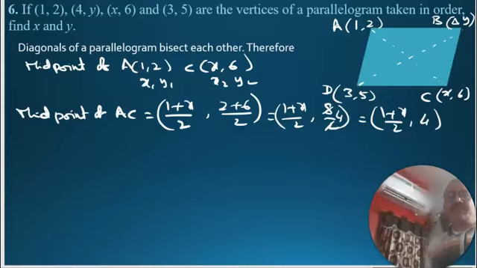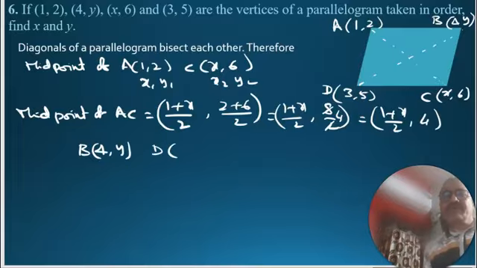Now midpoint of BD. Now B is (4, y), D is (3, 5). Let us take (x1, y1), (x2, y2).